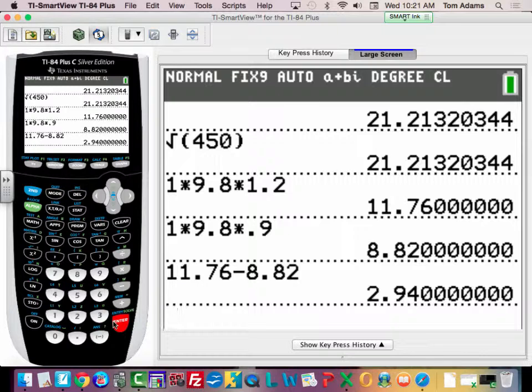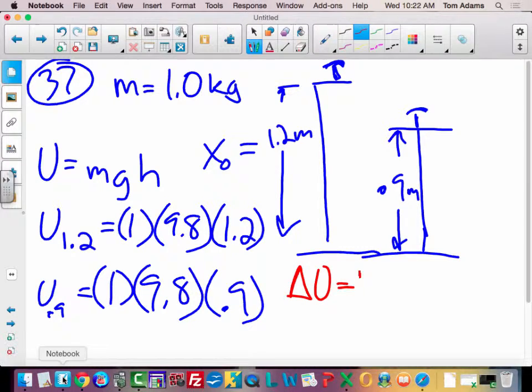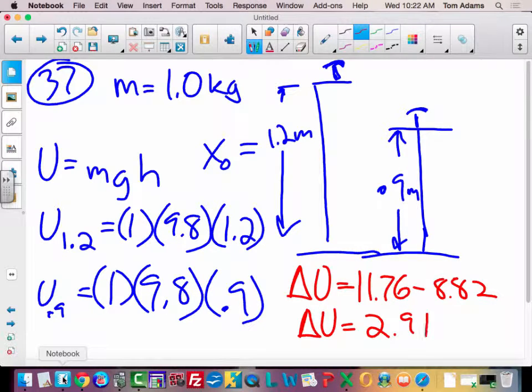So let's write that down, and we'll kind of summarize it, and then we'll call it a day. So this one, delta U was the 11.76 minus the 8.82, and so the difference in potential energy then was the 2.94 joules. Any questions?